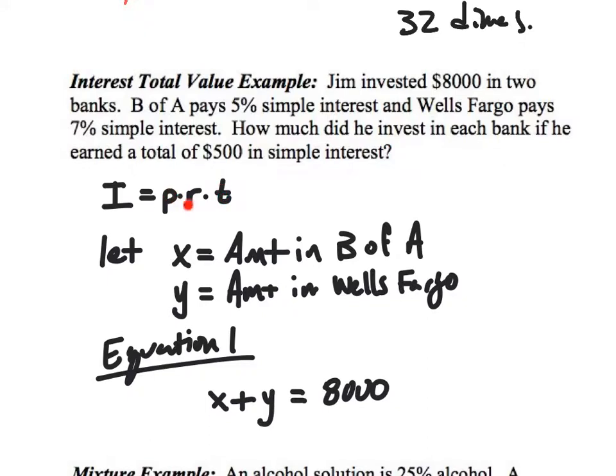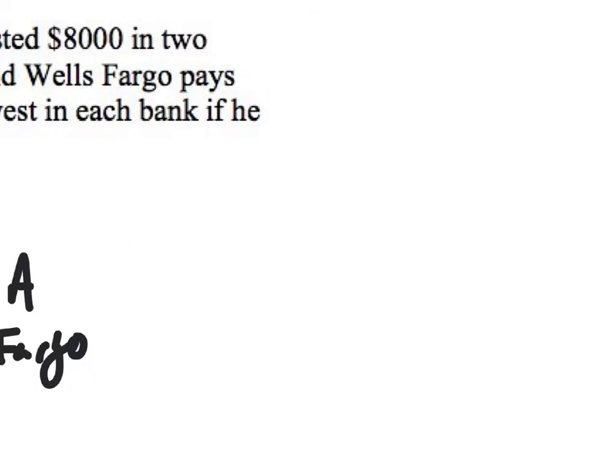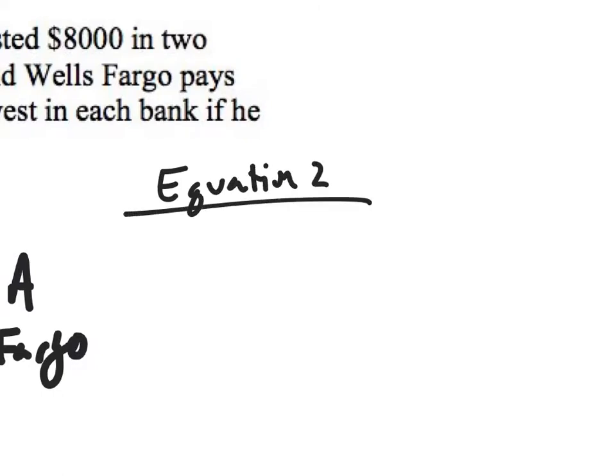So we're really just going to need the principal times the rate, which is going to be 5% and 7%. So let's write out equation 2. In Bank of America, Jim can get paid 5% interest. Remember that 5% as a decimal is 0.05, and 7% as a decimal is 0.07.